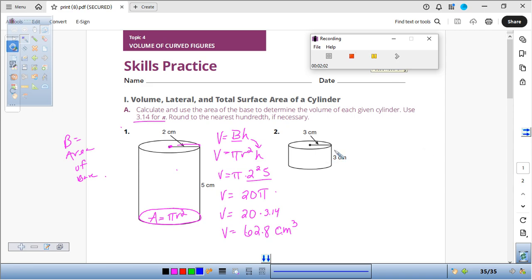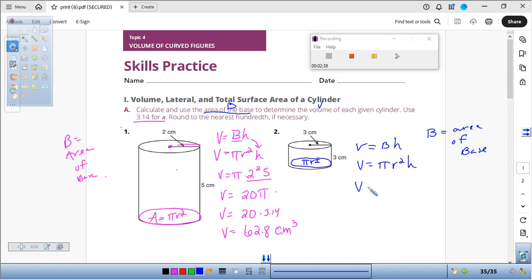So come back over here. This one says find the area of the base, which is your big B, to find the volume, right? So don't forget the volume is equal to big B times H. Don't forget the big B means area of the base. Sorry, my pen's writing really slow. And for the area of the base of a circle, we're going to use pi radius squared. So volume is equal to pi radius squared times your height.